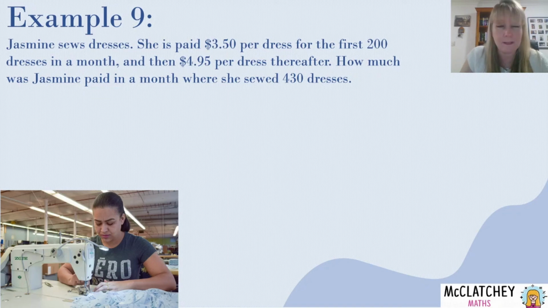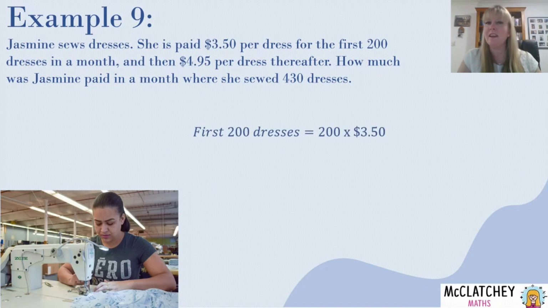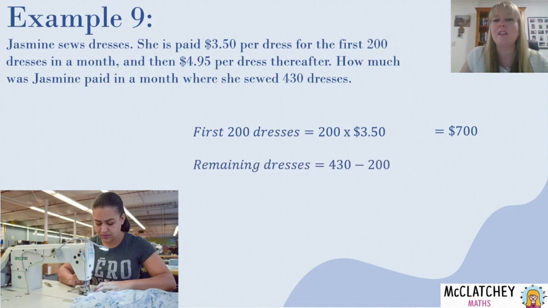She was busy. Okay, so once again, this is this kind of stepped mentality where we've got different calculations within the one calculation. So use your words. Those first 200 dresses, 200 multiplied by that first rate of $3.50. So we're going to work out that $700 for the first 200 dresses. Now we need to do a subtraction here. We need to work out how many dresses were left over after she did those 200. So the remaining dresses was 430, take away 200 gives us 230 dresses.